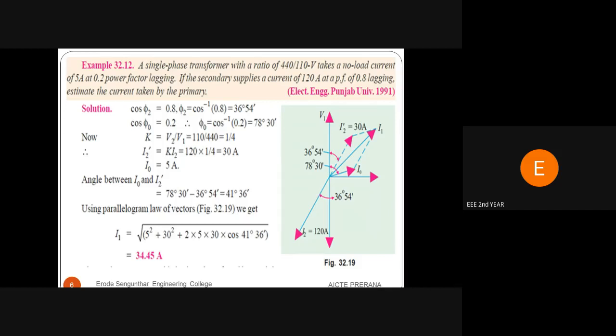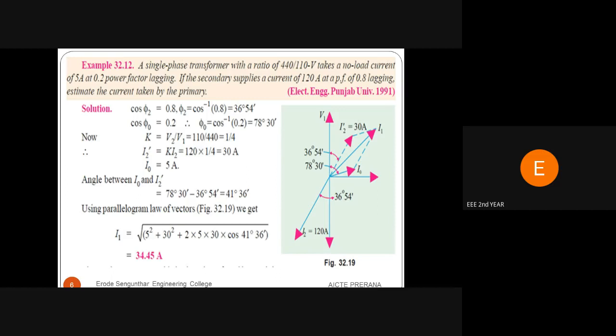I2 in amperes is already available in the columns. That is 120 ampere, the secondary current. So 120 into 1 by 4, we can get I2 dash. It is equivalent to the secondary current transferred to the primary side. So 120 ampere is the actual secondary current. Transferred to the primary side, I2 dash equals 30 ampere. So I naught equals 5 ampere. It is available in the data, the no load primary current.